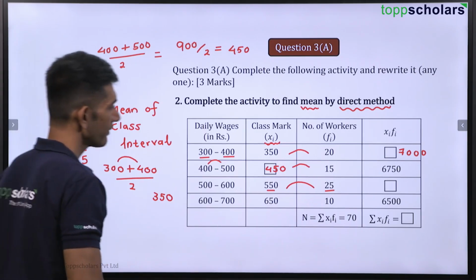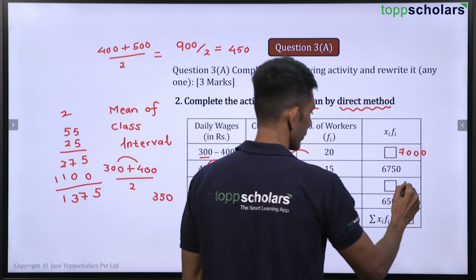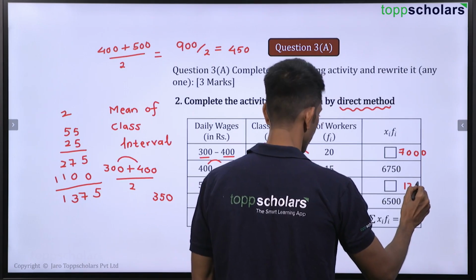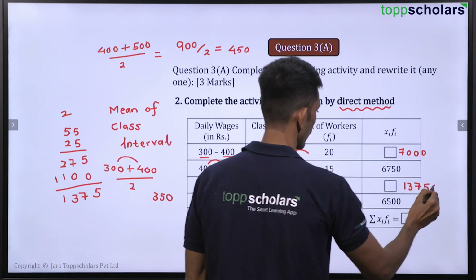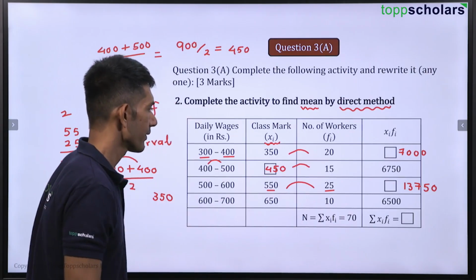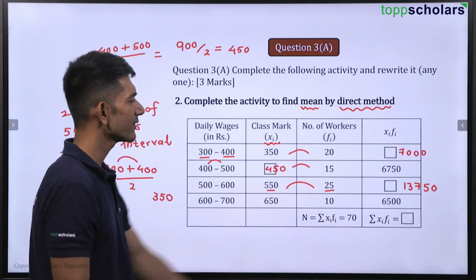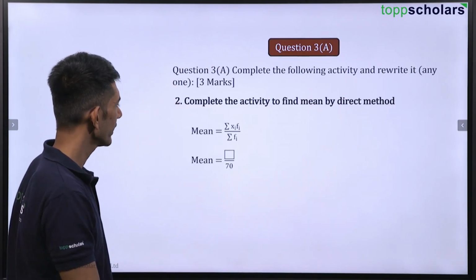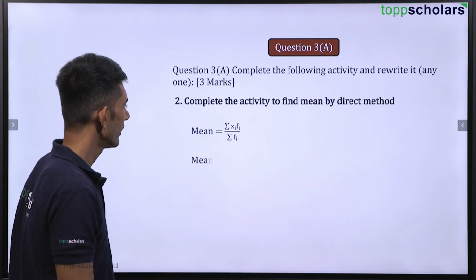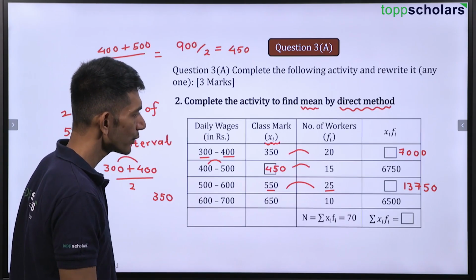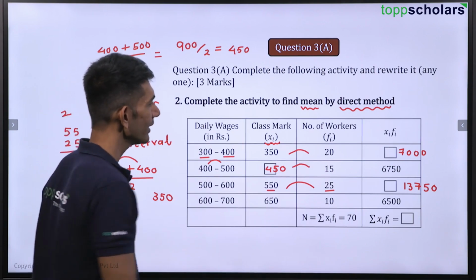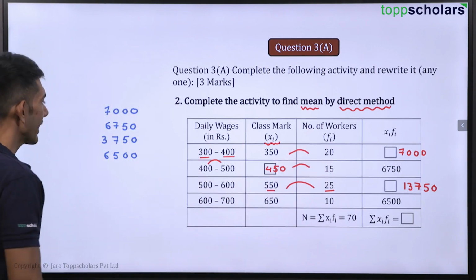So 1375, this becomes 13750, correct? And then we just have to take the total. So here we go. After taking the total, what are we going to do? Okay, let us take the total as well. So let's add these values now.